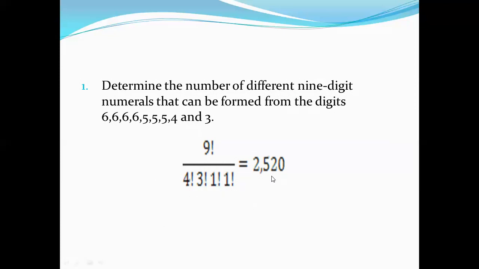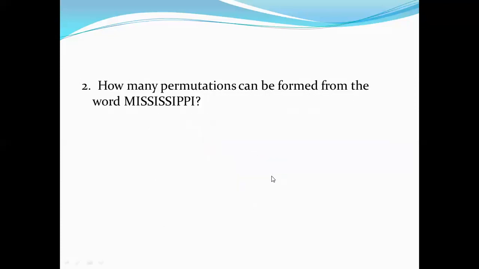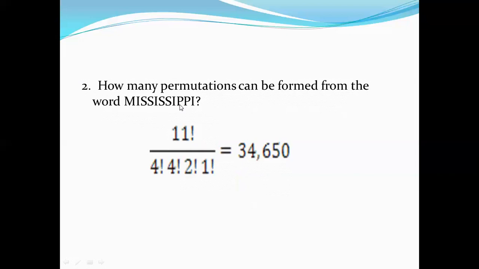Let's have another problem. Suppose how many permutations can be formed from the word Mississippi? Okay, so this word has how many letters? 1, 2, 3, 4, 5, 6, 7, 8, 9, 10, 11. Okay, so sa 11 letters, meron tayong 4 na S, 4 na I, 2 P, and 1 M. Okay, so solving this, you have 34,650.